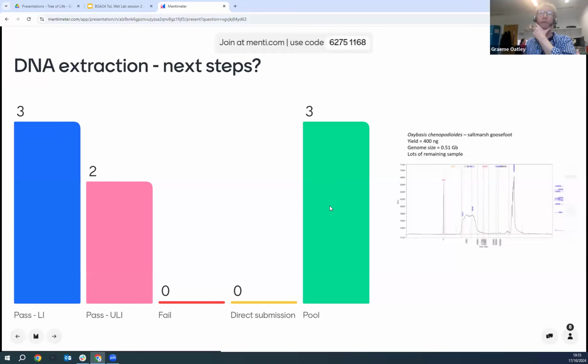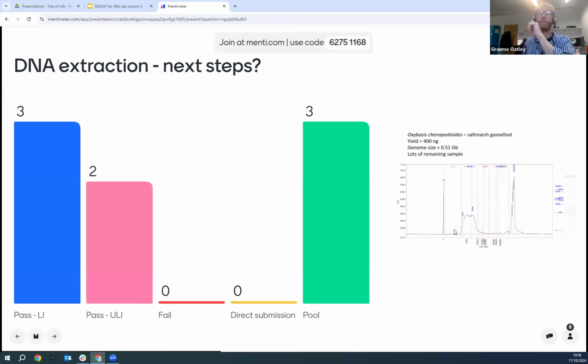Pooling is definitely an option if you wanted to increase the yield a little bit more. However, I think because the genome size is 0.5, it's a good candidate for the ULI. So the ULI would shear down this high molecular weight peak, and because we're starting with 400 nanograms, even if you lose this low molecular weight DNA under 10 kb, you would still have enough yield. We just need 20 nanograms of DNA for ULI. You can definitely put that DNA forward for sequencing.